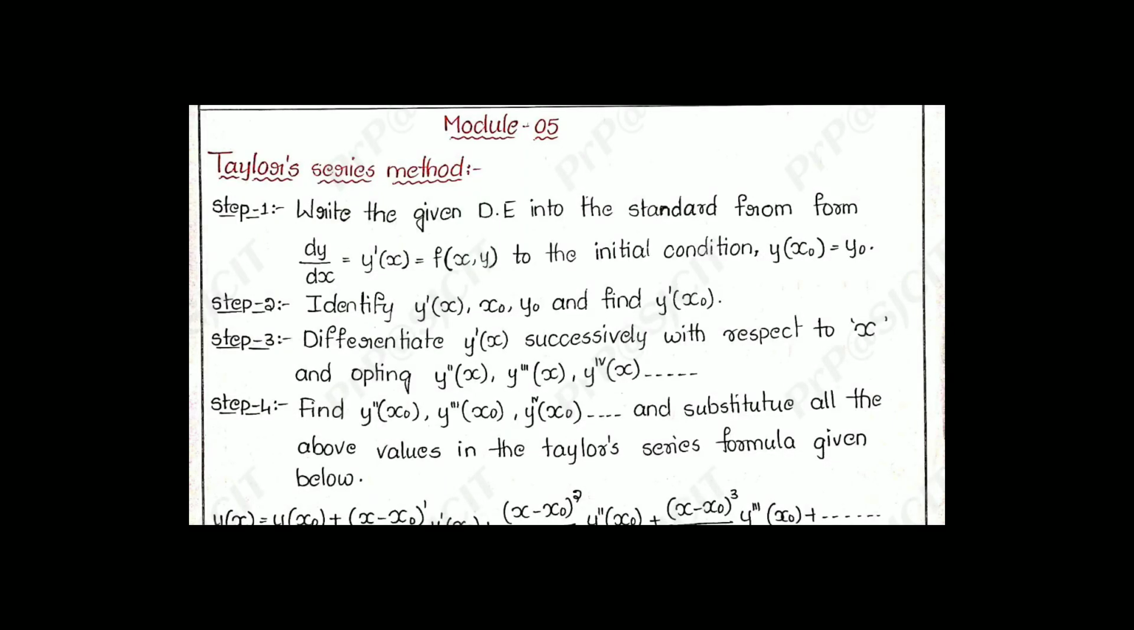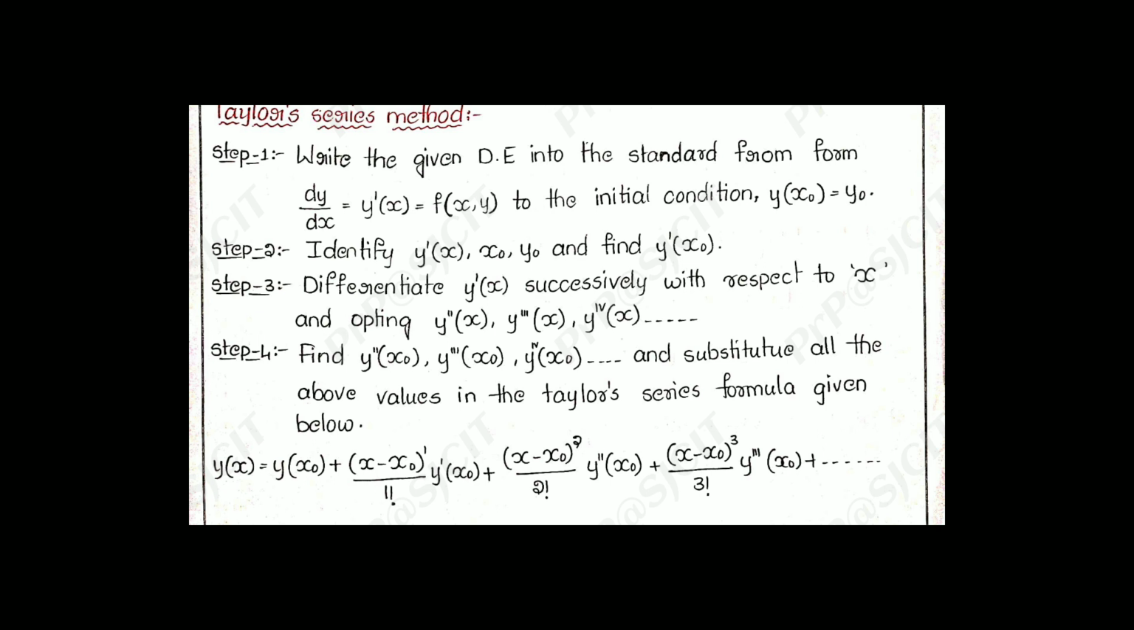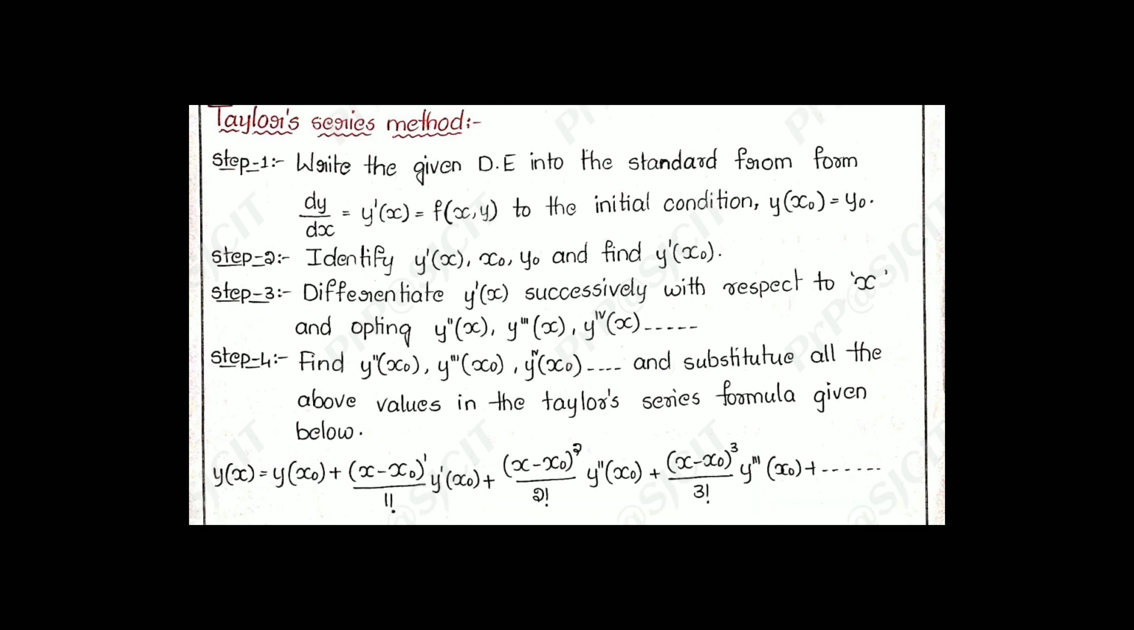Hello friends, in module 5 we discuss numerical method 2 and solve some problems regarding the Taylor series method. In this method the main important concept is you have to remember the formula. This is the formula to find the Taylor series method, that is y of x. To find y of x, in the question itself they give x naught. Find y at x equal to 0.1 or 0.2 or 0.3, like that they give.